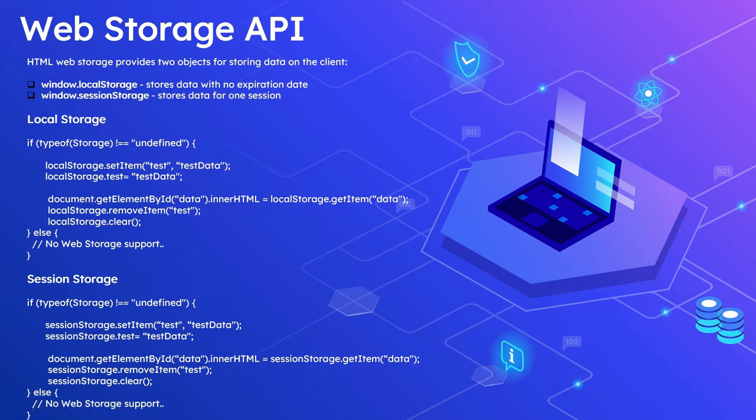Also retrieve when required. If you see here, localStorage.getItem, the key, and the same way here sessionStorage.getItem, the key. The individual items can be removed from the storage. If you see here localStorage.removeItem, then the key, and the same way sessionStorage.removeItem, the key. Also the entire storage can be cleared for the specific origin. So localStorage.clear, then sessionStorage.clear.